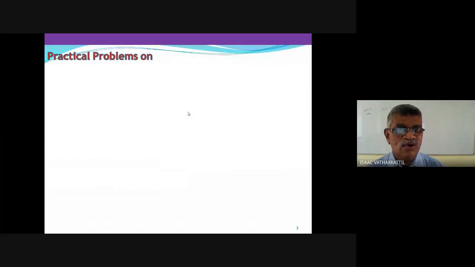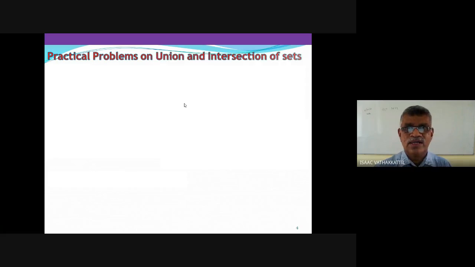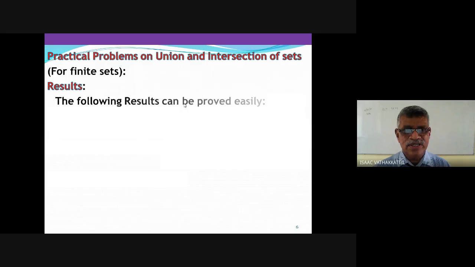Well, we go for some application part or some practical problems on union and intersection of sets. These are valid for finite sets. We have a result here. We can prove it easily. The proof is actually beyond the requirement, but I'll just sketch how we get it.